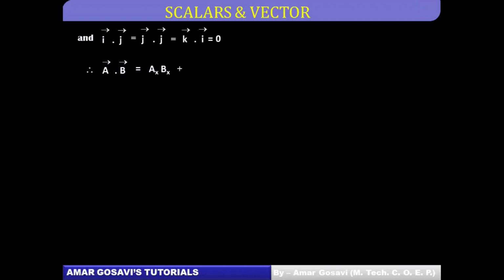So A bar dot B bar would be, from the first row, ax bx multiplied by 1. Second row you will get the term as ay by multiplied by 1, and third row az bz multiplied by 1. So in a way, if you want to take a dot product of two vectors, you can just do it this way. A bar dot B bar will be ax multiplied by bx plus ay multiplied by by plus az multiplied by bz. So we have proved a formula where we can take a dot product of two vectors. Please make a note of it.